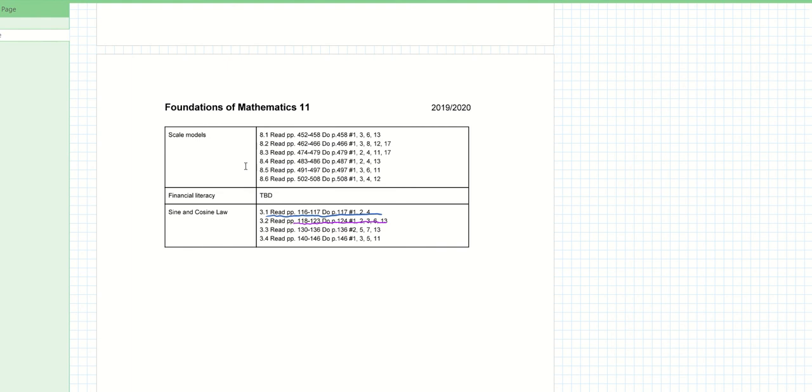So this is section 8.3. So read pages 474 to 479 and do questions 1, 2, 4, 11, and 17.